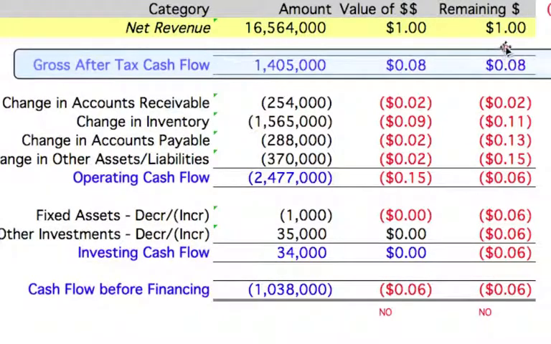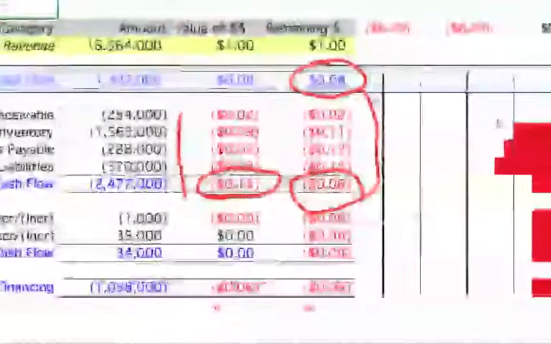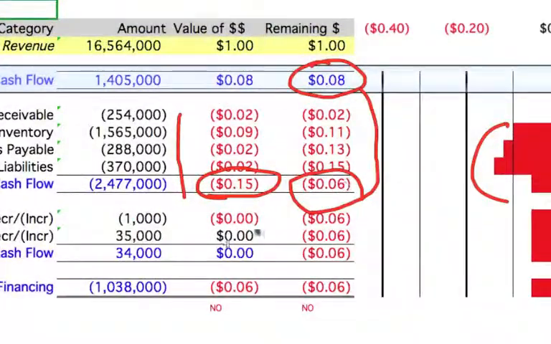So let's go beyond this 8 cents and see what else is happening on the balance sheet that affects cash flow. So here's where we left off. There's our 8 cents of gross after-tax cash flow, if you remember. But now we start dealing with the balance sheet and changes in receivables and inventory, what's happened. And now we see that over 15 cents for every dollar of revenue has been lost to cash flow because of the way in which working capital was managed.